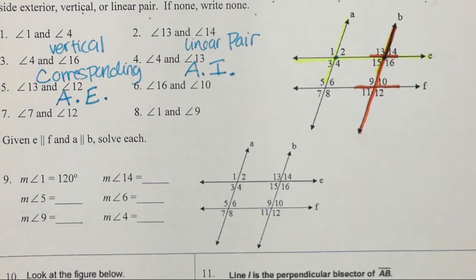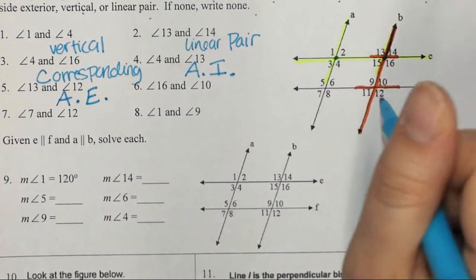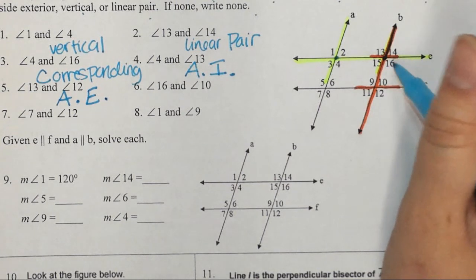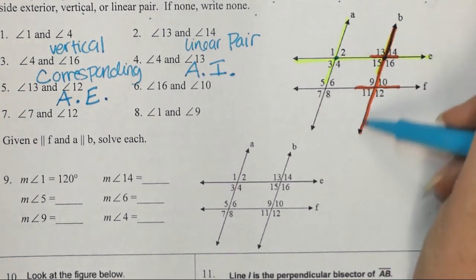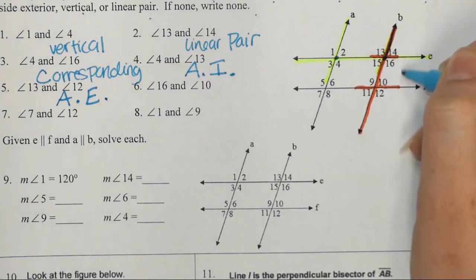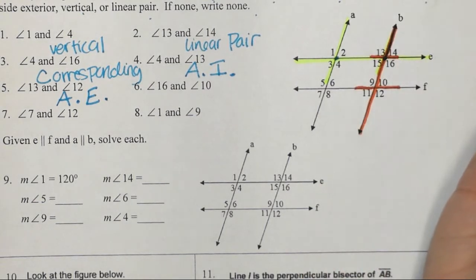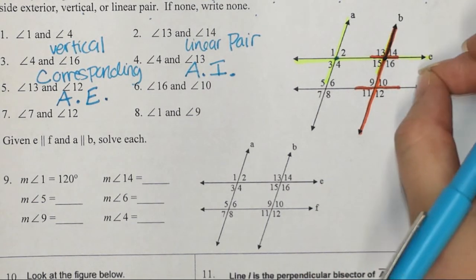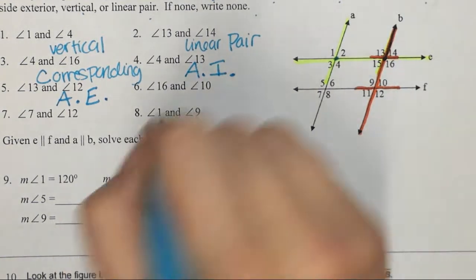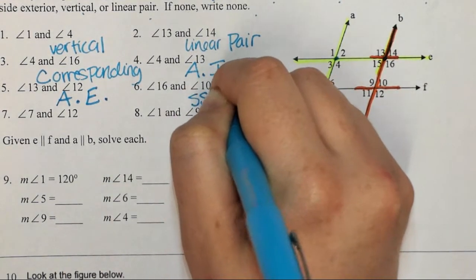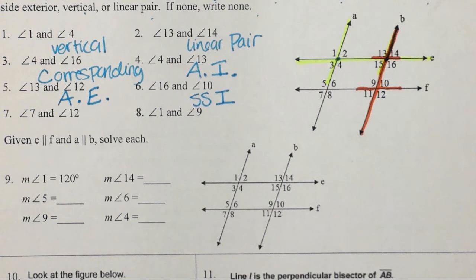Okay. Number 6 wants us to compare 16 and 10. Okay, so we're on the same transversal. 16 and 10 are on the same side of our transversal B. They're in between lines E and F, so those are same side interior.